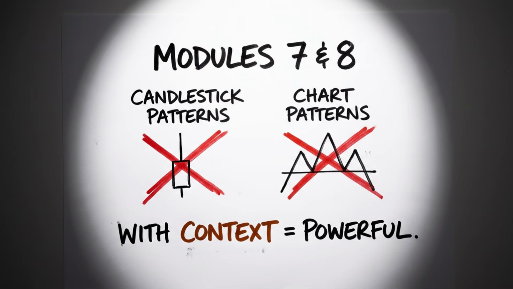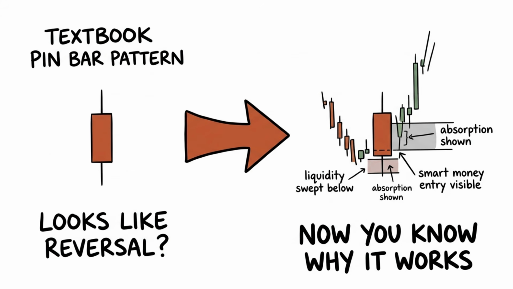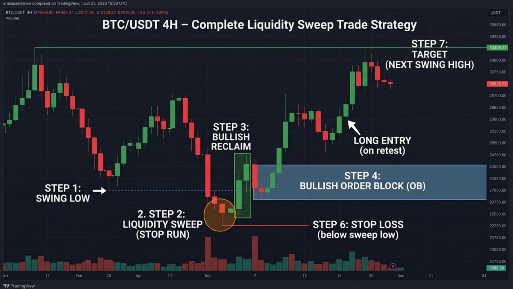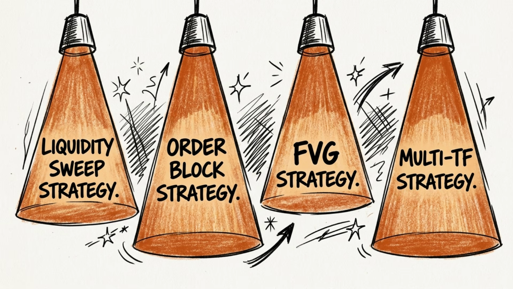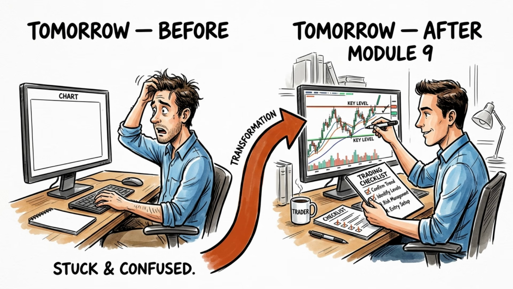Then Module 7 and 8, candlestick patterns and chart patterns, not as isolated signals, but as contextual tools. Every pattern explained with the smart money mechanics behind it. Why patterns work when they do, and why they fail when they do. Then Module 9, complete trading strategies, executable. Step-by-step liquidity sweep strategy, order block strategy, fair value gap strategy, multi-time frame strategy, session trading, swing trading, scalping, real frameworks you can open a chart with tomorrow.